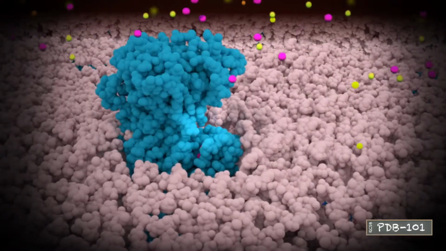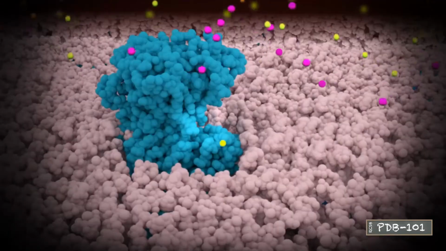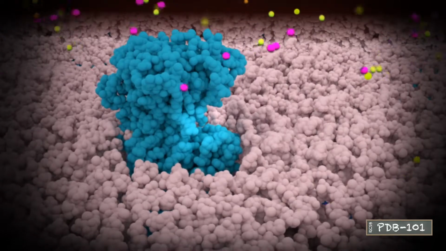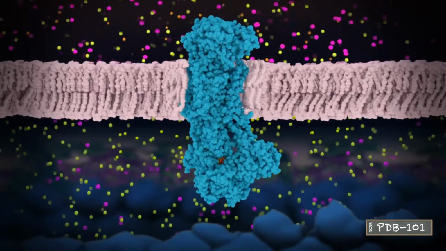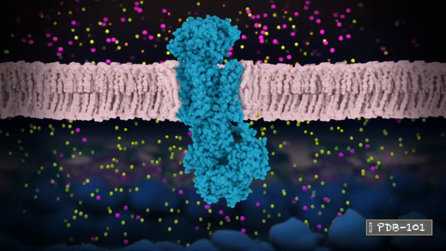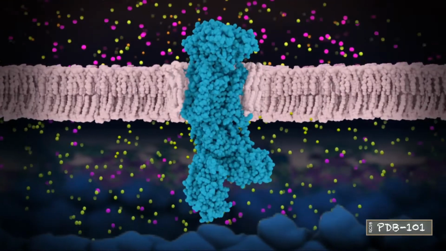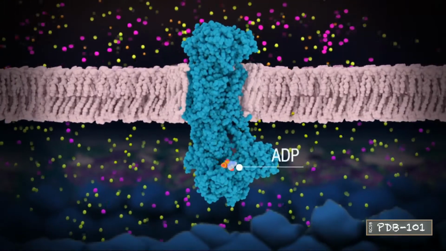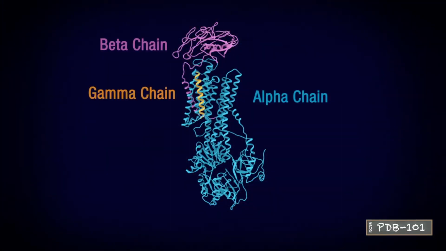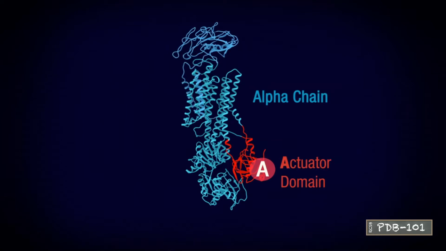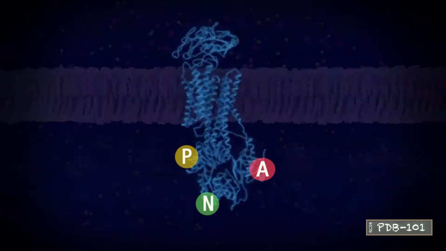With each pumping cycle, this transport protein moves 2 potassium ions back into the cell and 3 sodium ions out of the cell. Because the pump moves these ions against their concentration gradients, it requires the energy of 1 ATP molecule for each cycle. This molecular machine comprises 3 chains, alpha, beta, and gamma. Within the alpha chain, 3 domains, A, P, and N, form the core engine of the pump.